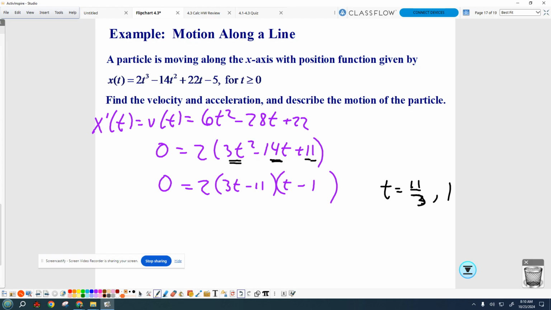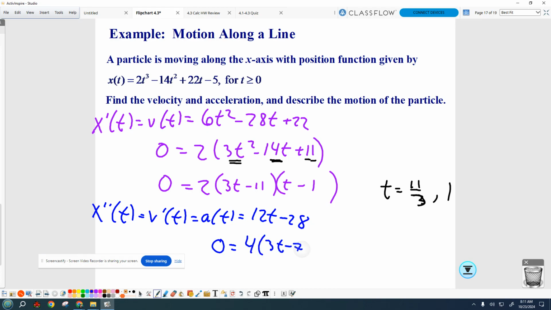Find velocity and acceleration and describe motion of the particle. Okay. Sita, how do I find acceleration? You take the derivative of velocity. It's 12t minus 20. And finding where that's 0 or undefined. So what does any of this mean? Like in context, what does this mean?